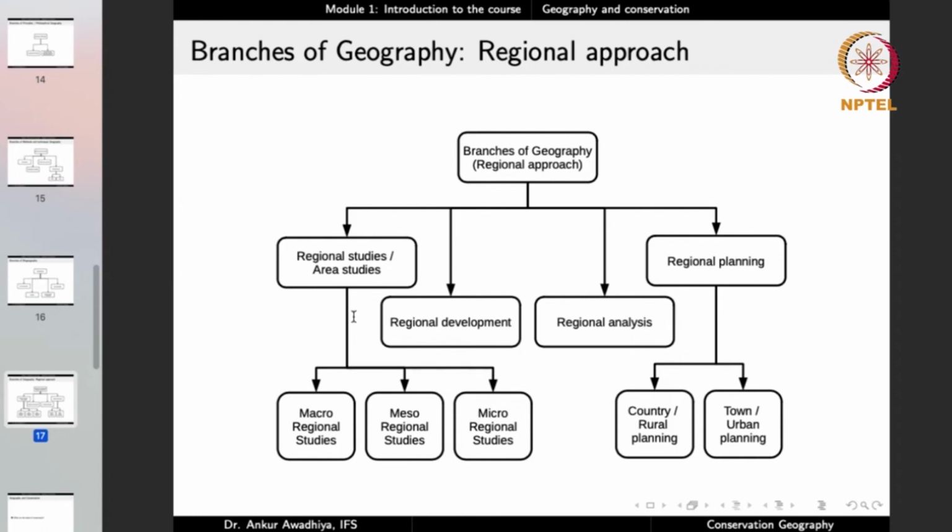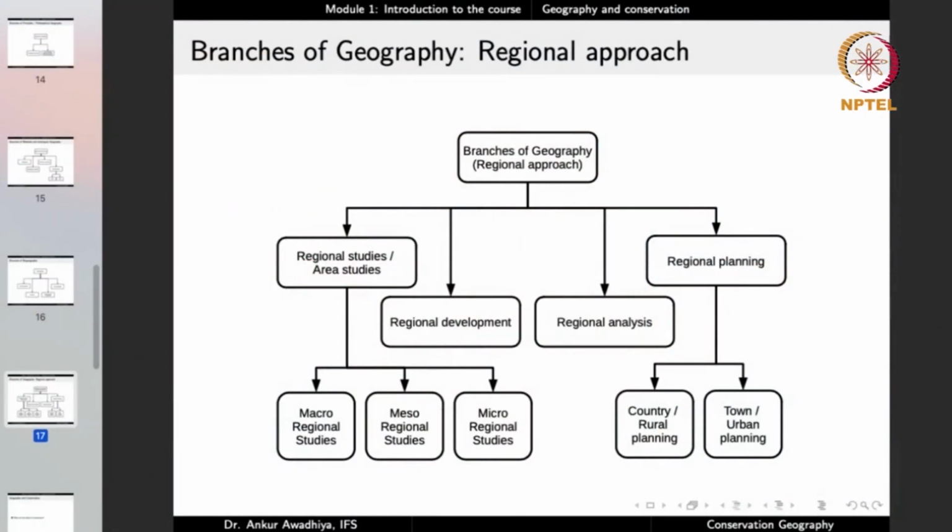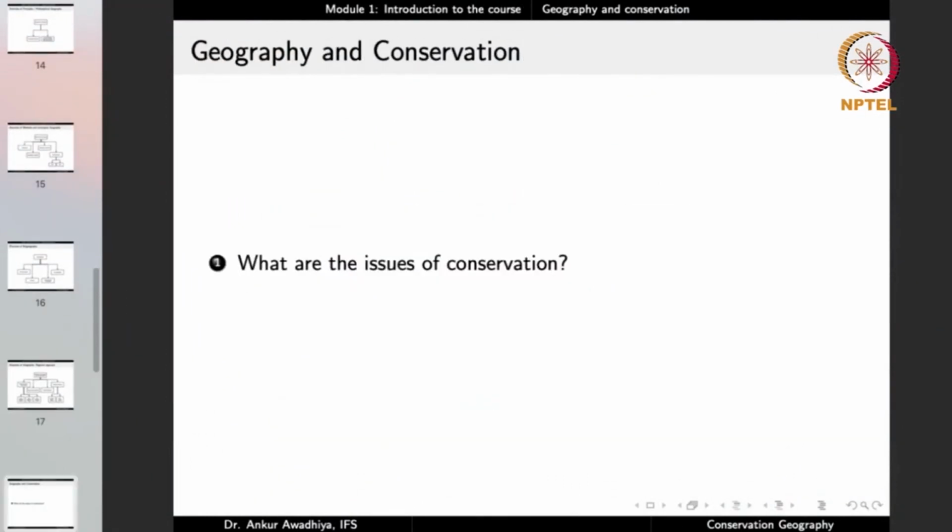Then we can look at regional development or regional analysis, or we can look at regional planning. In the case of regional planning, we can look at rural planning or country planning, and we can look at urban planning or town planning. So this is a regional approach. The first thing that we do is to constrain ourselves to a particular region, and then we study that region in total. So that is the regional approach.